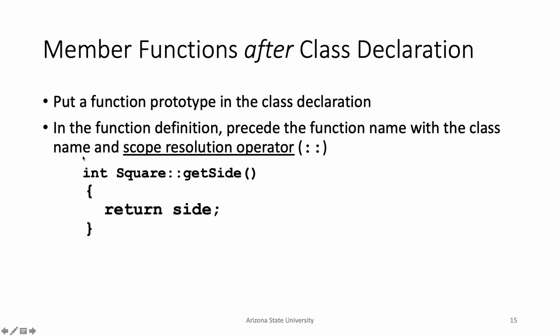It's actually something called a namespace resolution operator, but it does the same thing. What it does is says, okay, the thing on the left of the double colon right here, that's where this function, you should look up where this function is. So this function getSide, this should be declared inside the square class.